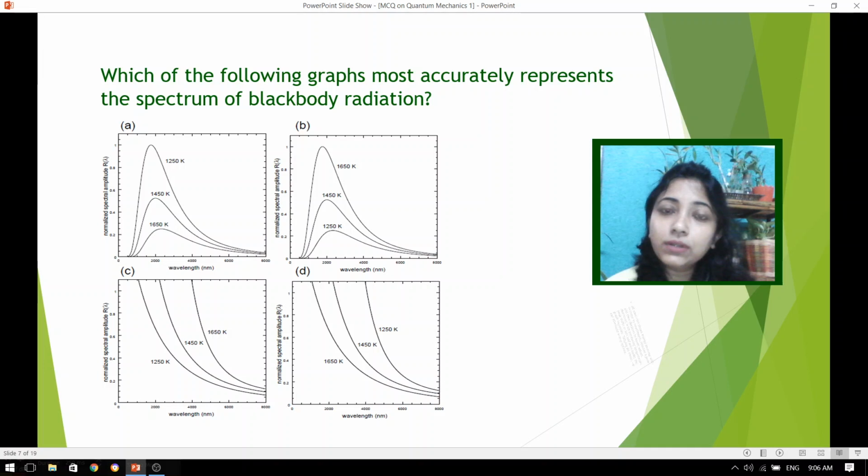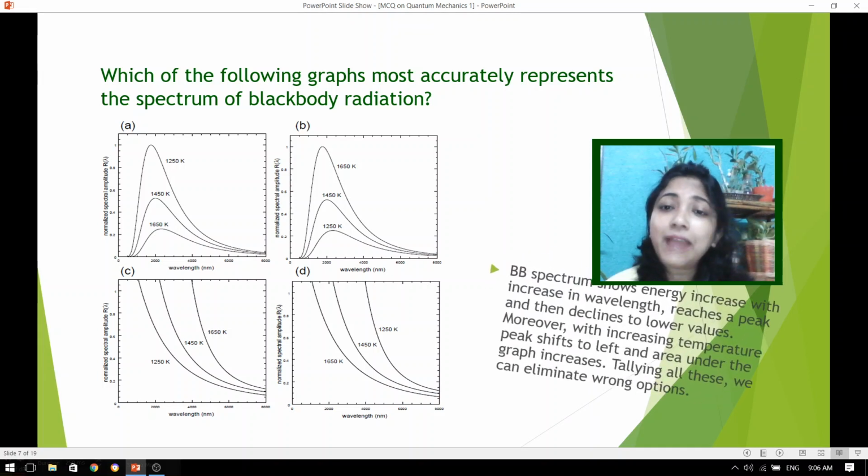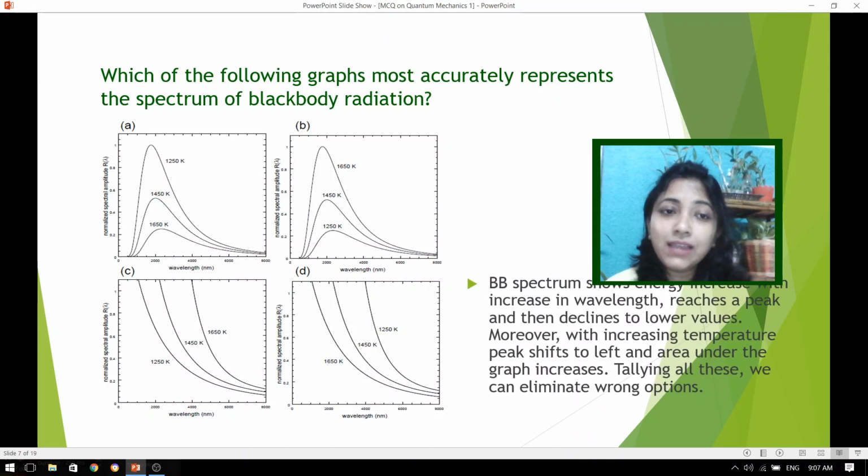Reminding all of you that whenever you think about the black body spectrum, remember that energy initially increases with the increase in the wavelength, reaches a peak or a maxima, and then declines. So, if you see option C and option D, both of them do not show this kind of variation, which means option C and D cannot be our correct answers. Now, let us look carefully at option A and option B.